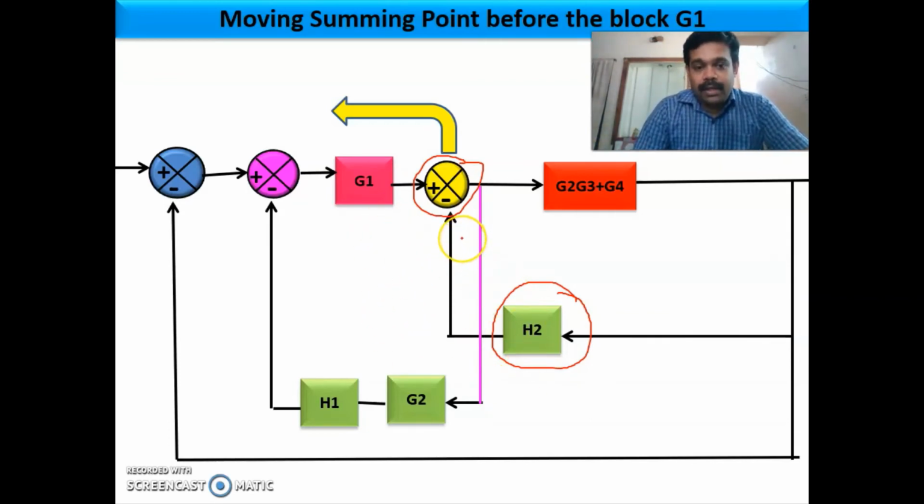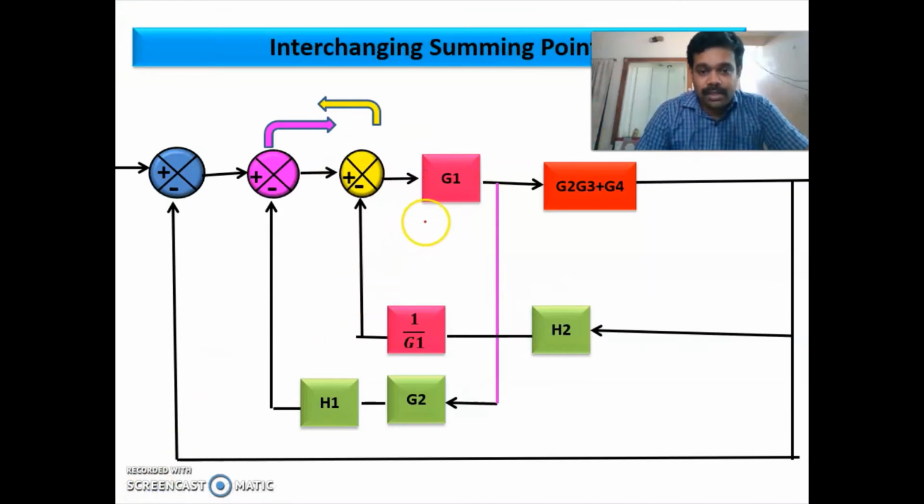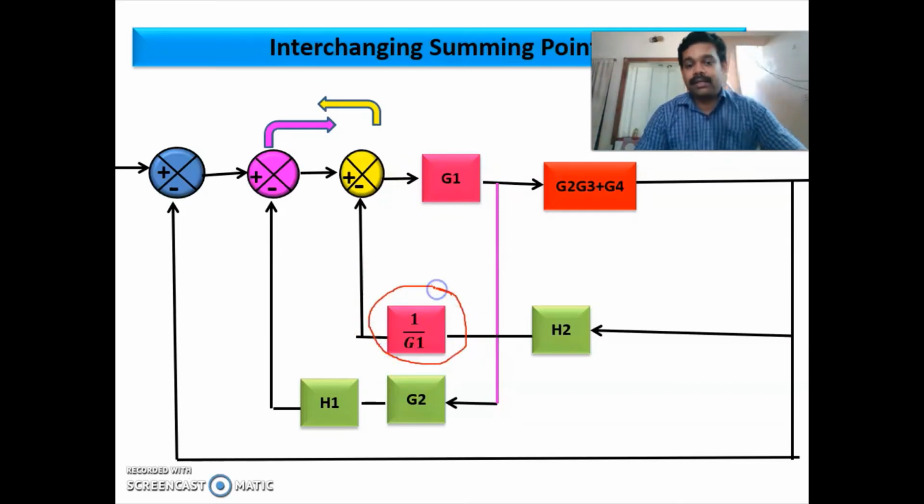Okay, but when we are moving this summing point before this block G1, G1 will also come. So we have to eliminate this G1. So we are dividing it, we are multiplying it by 1 by G1. Okay. So we have multiplied it by 1 by G1.